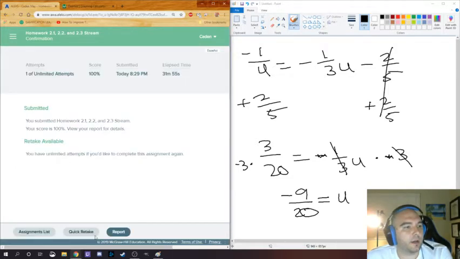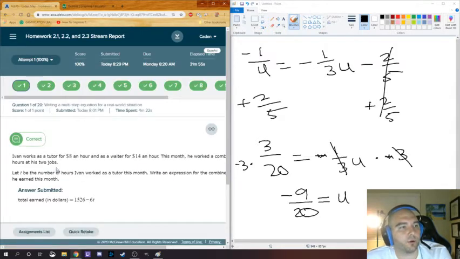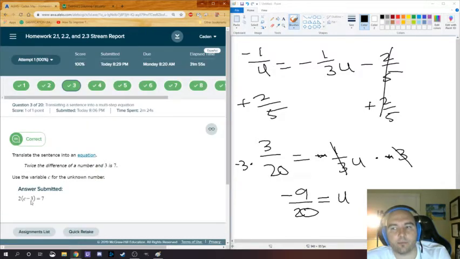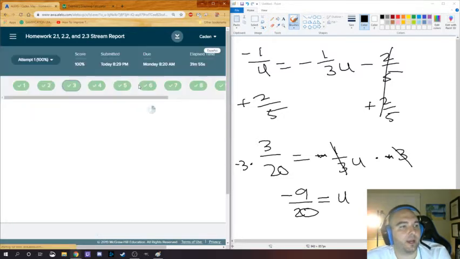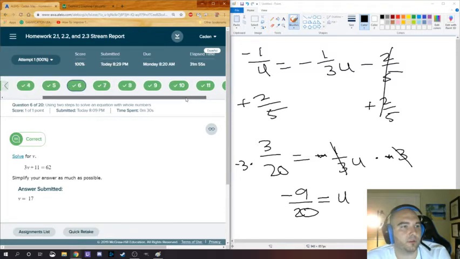Alright, so I'm not going to show you everything here, but I'm just going to run through a quick report. We had a couple of problems that were a little difficult, word problems that you have to set up in a unique way. We had a couple of problems that were very easy to set up. Well, probably easy, I hope. We had a couple of problems that said solve using 2 steps. There was quite a few of those.